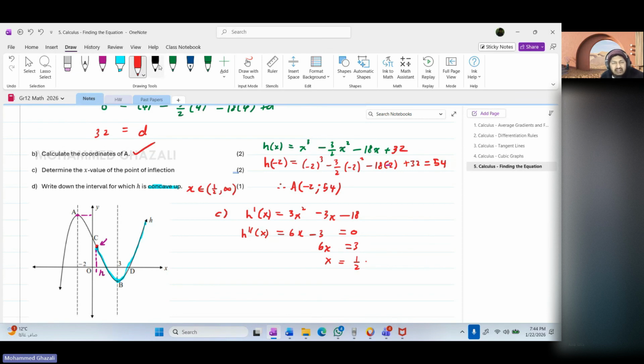I think if you write x is greater than half, that should be fine, right? X is greater than half. It kind of represents an interval as well. So they're kind of lenient with this. But because they said interval, write it in interval notation. Just give them that half to infinity, right? Remember not to include half.